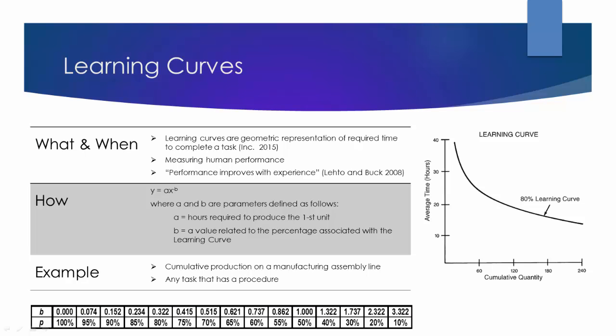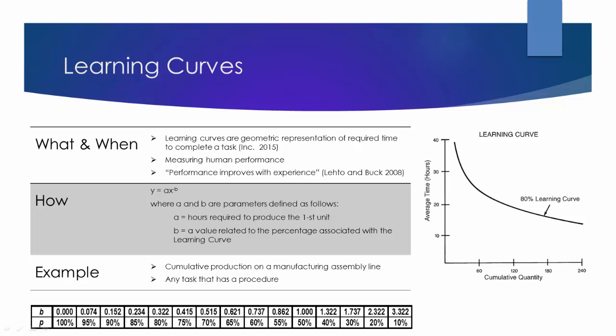Learning curves are a way to measure human performance, and it's a geometric representation of the required time to complete a task. And Leto and Buck, within their book Introduction to Human Factors in Ergonomics for Engineers, they describe it as performance improves with experience. If you look over here to the right, you could see that it is a geometric representation, and if a person first starts off by completing a task, and maybe they're not that efficient at it at first, but over time, as the cumulative quantity increases, the average time will decrease.